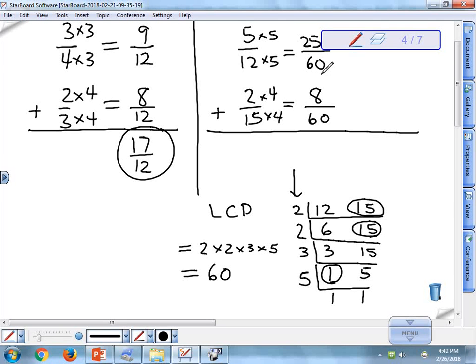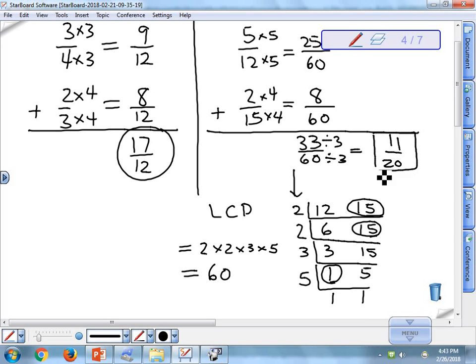Now I can add both fractions together since they have the same denominator, which is 60. So I have 33 over 60. This can be reduced. I divide by 3. We always reduce our final answers if we can, and I get 11 over 20.